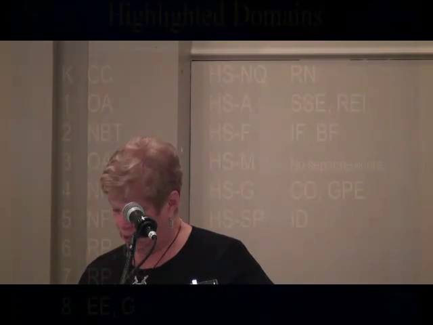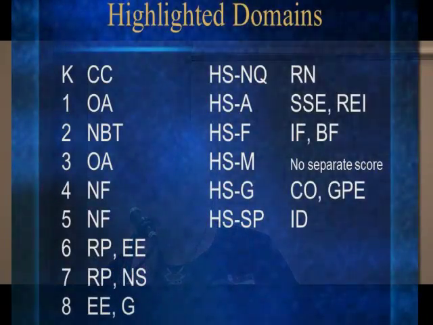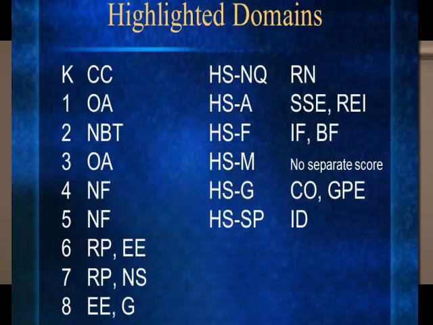The highlighted domains are in your handout, so you don't need to copy this down. But a couple little things if you haven't looked at it. CC is counting and cardinality. That's the emphasis for kindergarten. RP is ratio and proportion. EE is expressions and equations. Those two are the highlighted domains in 6th grade. That doesn't mean you don't teach anything, but that's kind of where you get the punch for 6th grade.